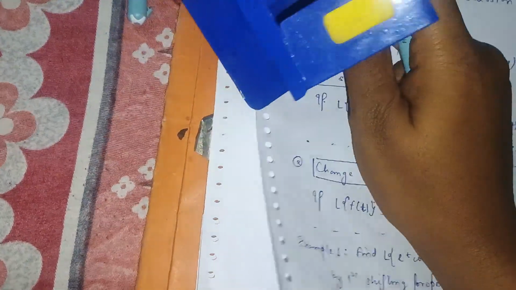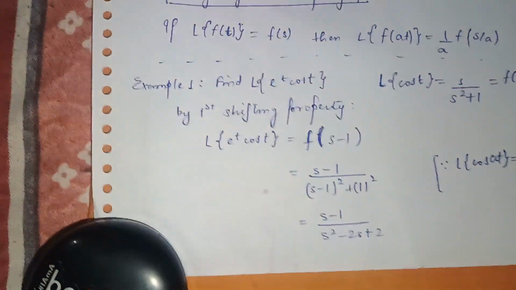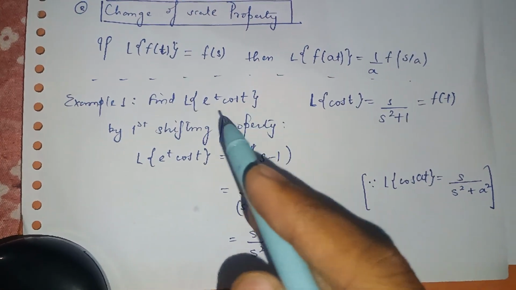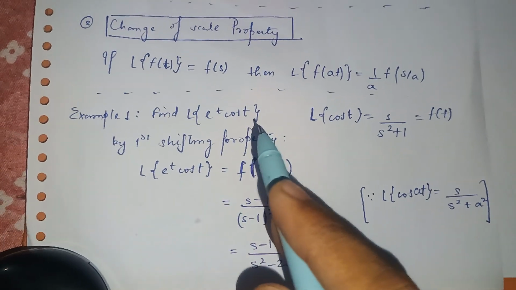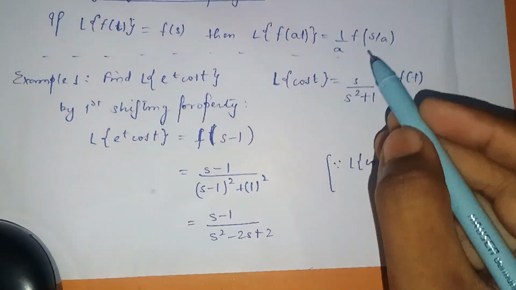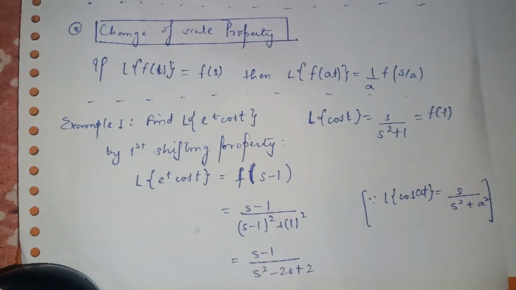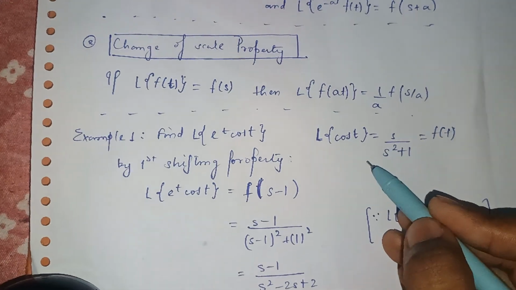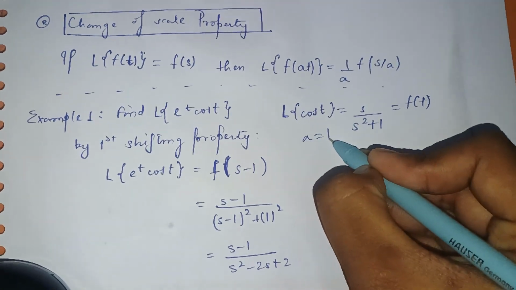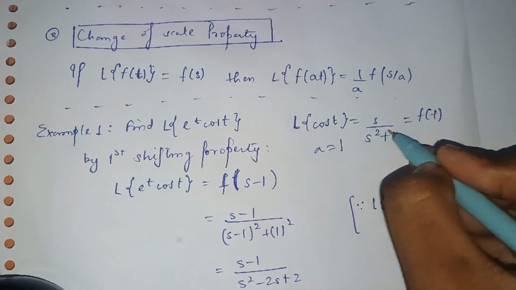Now here the first example is to find the Laplace transform of a function e raised to t cos t. We know that Laplace transform of just the function cos t is given by the formula s upon s square plus a square. Since the value of a here is 1, Laplace transform of cos t would be given by s upon s square plus 1.